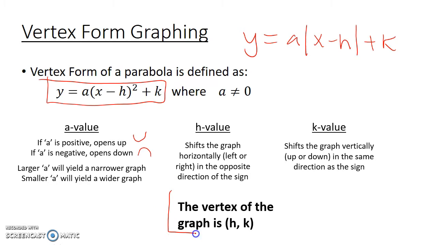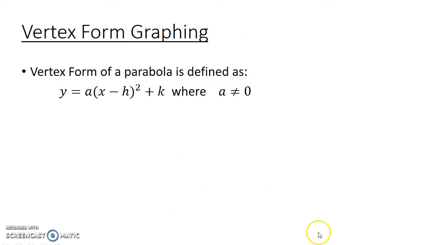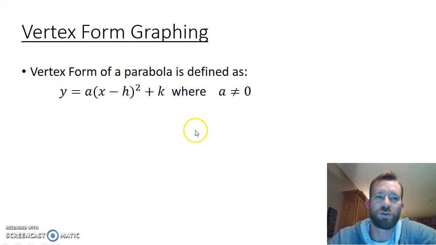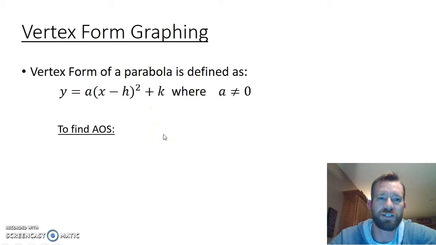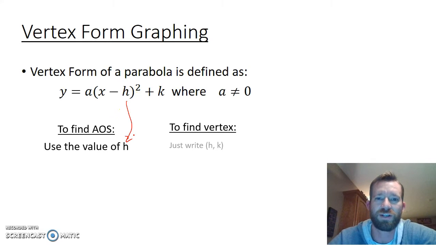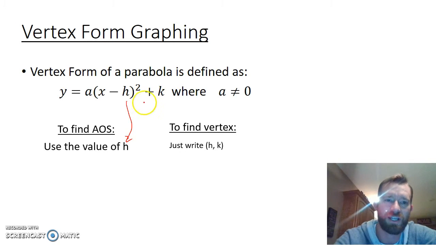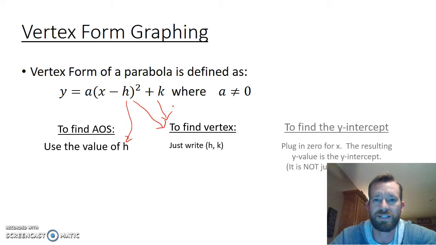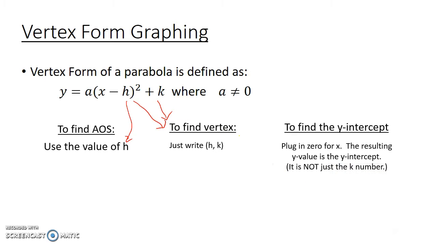The big thing with vertex form is the vertex is given to you straight away. The vertex of the graph is (h, k). So you can see that right away, and it makes it really convenient when we deal with vertex form graphing. We'll go through the steps here. To find the axis of symmetry, it's just the h value. That's all it is. You don't have to do anything fancy. To find the vertex, it's just (h, k). Again, no calculation. You just drop them in. That's it. The only time you actually need to use a calculation is when you're dealing with the y-intercept.